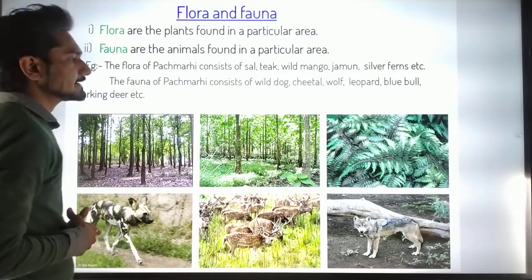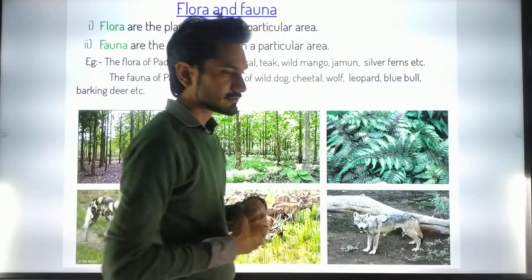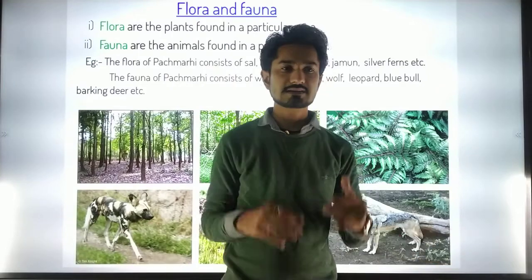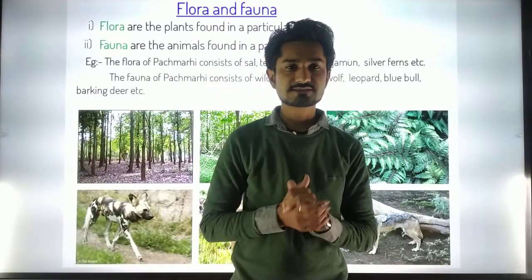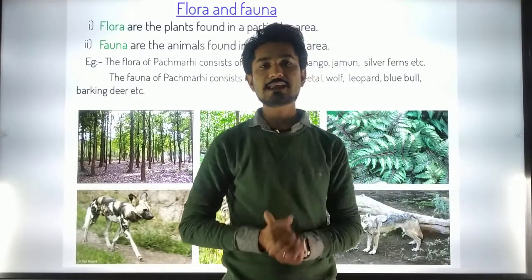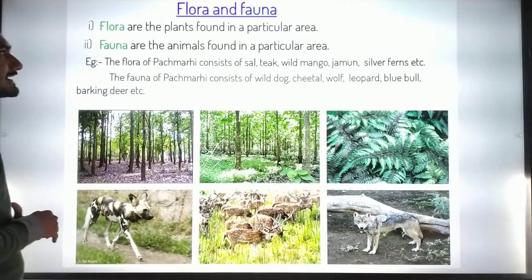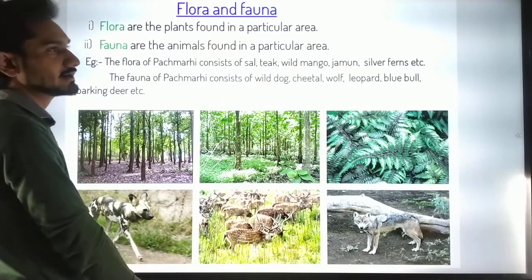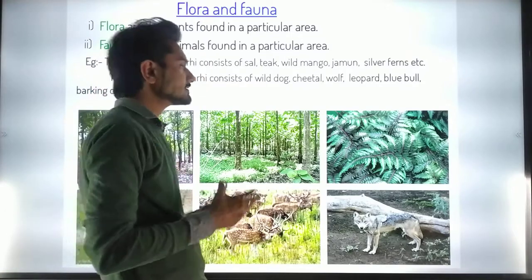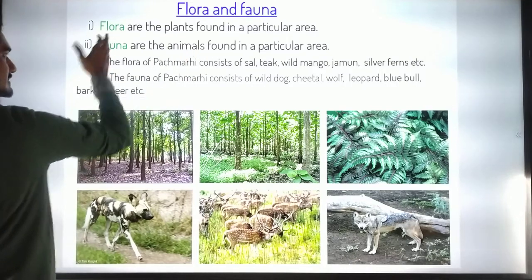Now a topic regarding flora and fauna. What are flora and fauna? Whenever we are studying specific plants and trees, that is considered flora. And whenever we are studying animals, it is called fauna. Flora are the plants found in a particular area, while fauna are the animals found in a particular area. It is very easy. You can just memorize that plants are flora and animals are fauna.